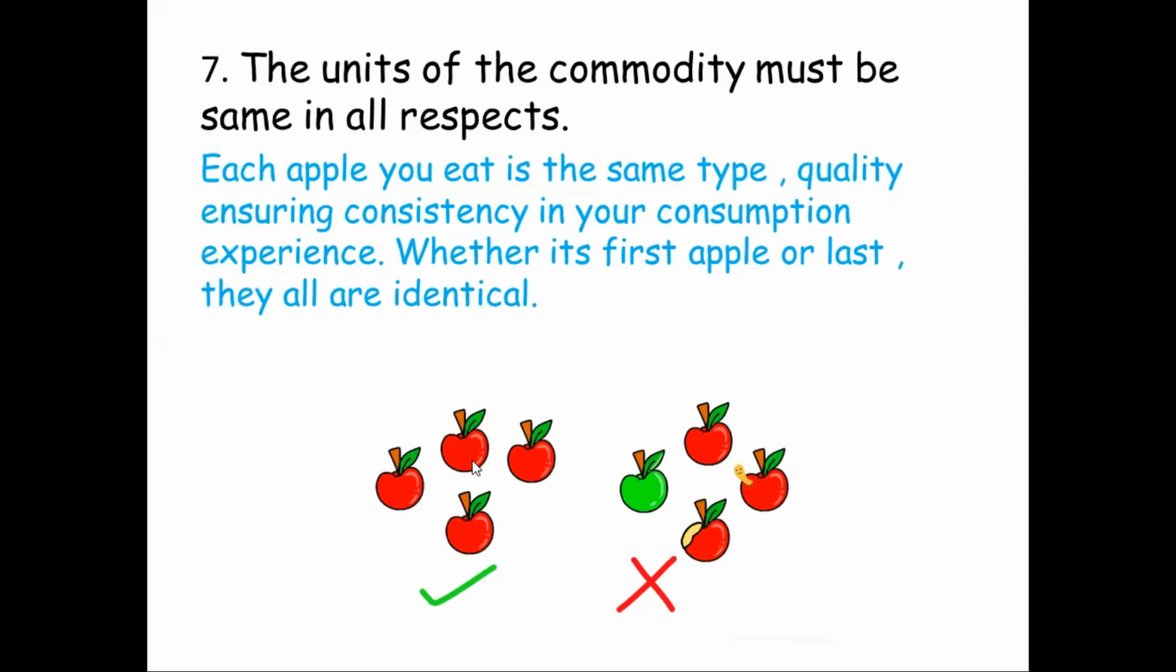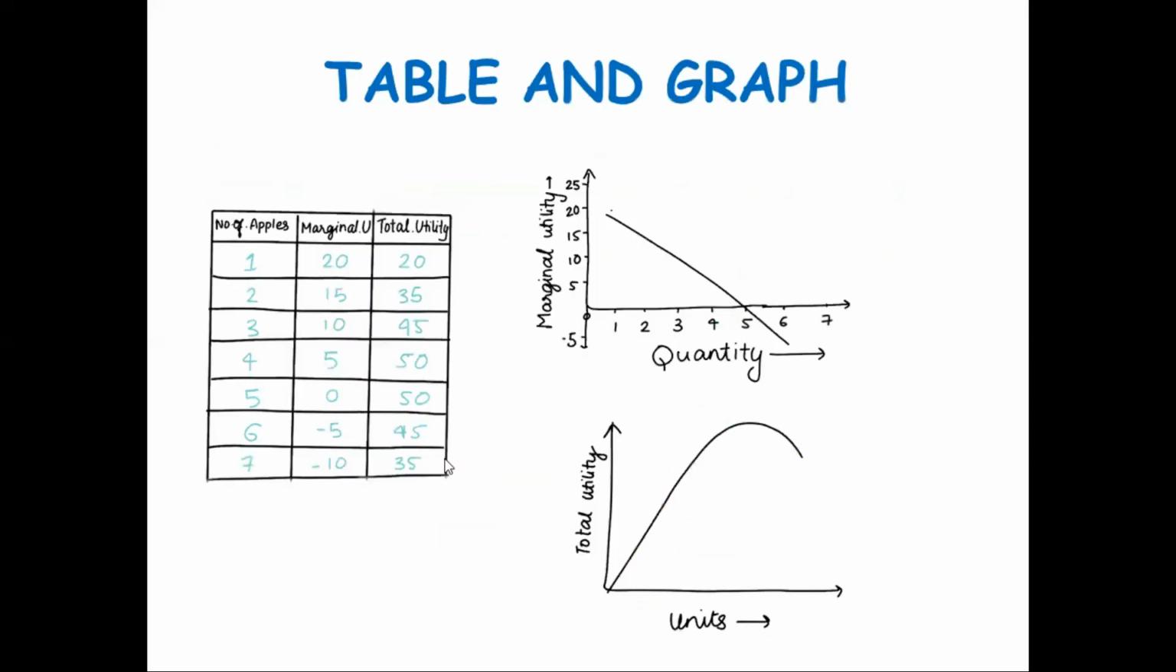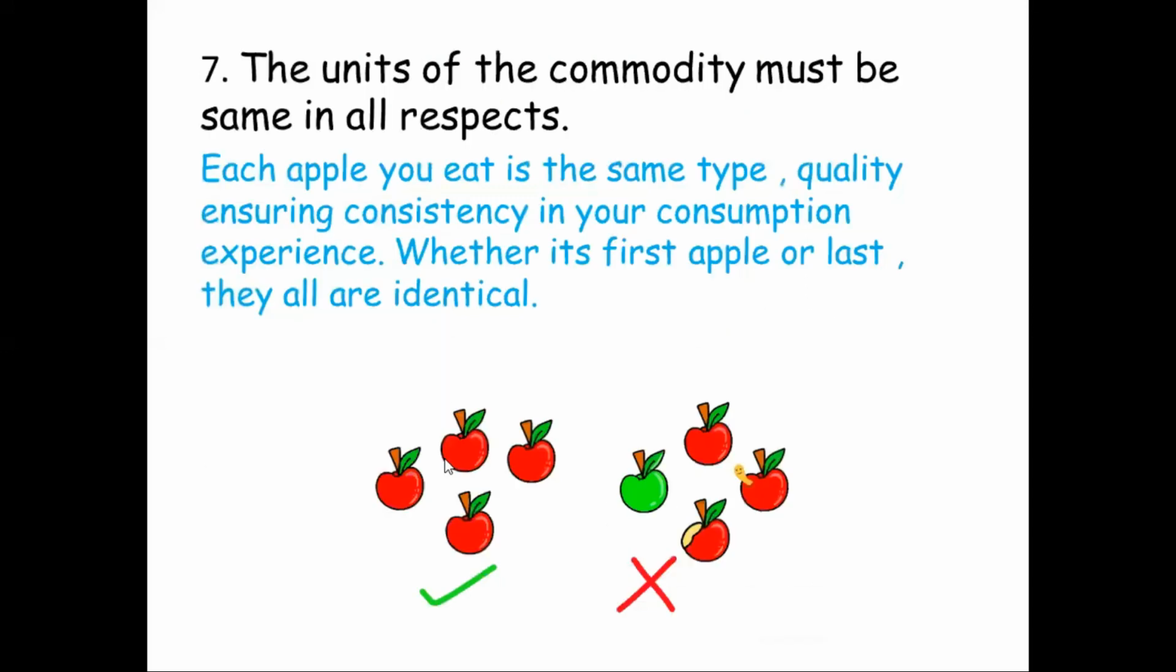But here, since we have to study the law, we are assuming this, like there should be no green apple or an apple which has a worm in it, which is not in a good condition. All the apples should be identical in all respects. Maybe the taste, the color, the quantity, and so on. So these are the seven assumptions which we are going to assume.